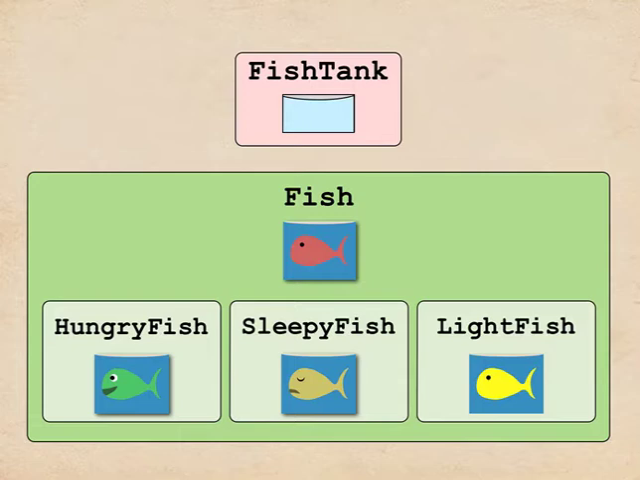A hungry fish, a sleepy fish, and a light fish. The idea is that the light fish is delicious, and every hungry fish wants to eat it. The sleepy fish, they don't care.